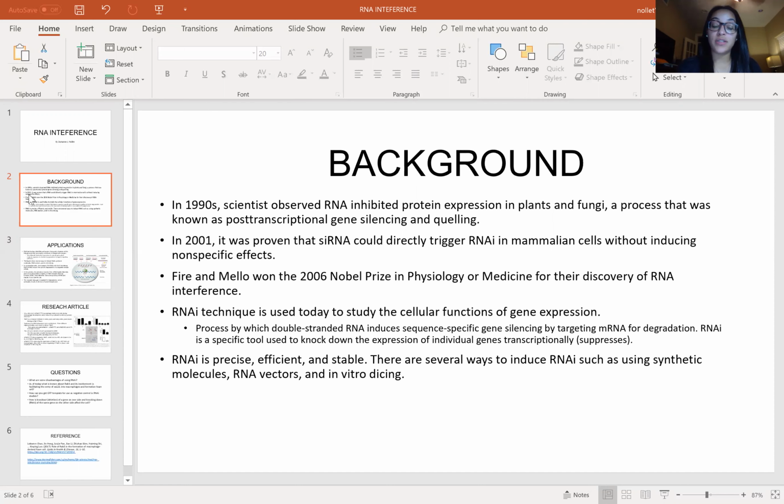And RNA interference is used to study the cellular function of gene expression. It's used due to the fact that it is precise, efficient, and very stable. And there are several ways to induce RNA interference. You can use synthetic molecules, RNA vectors, or in vitro dicing.